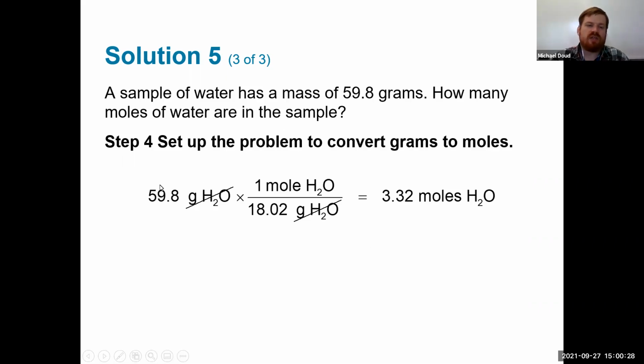Now, all you have to do is do the calculation, starting from 59.8 grams of water. There's 1 mole of water per 18.02 grams of water. That gives you a total of 3.32 moles of water.